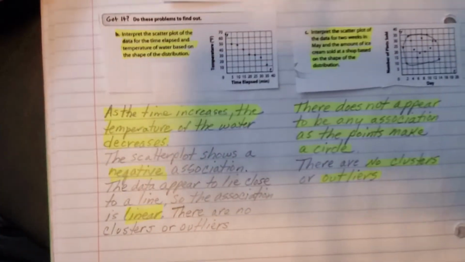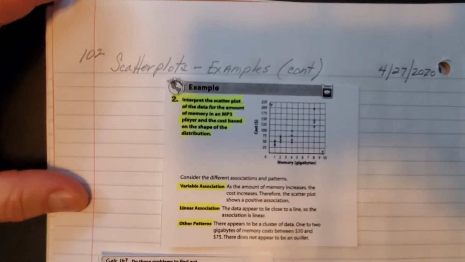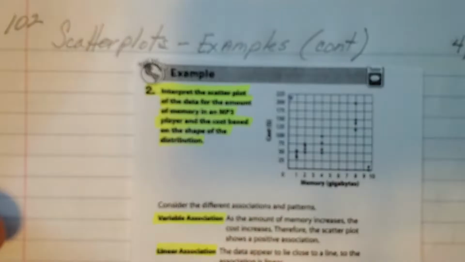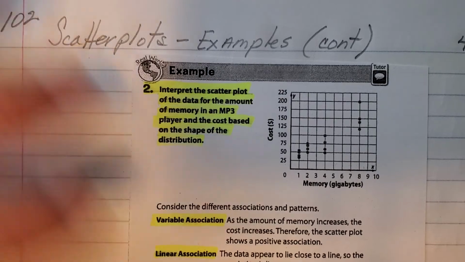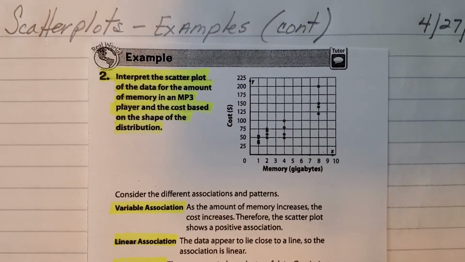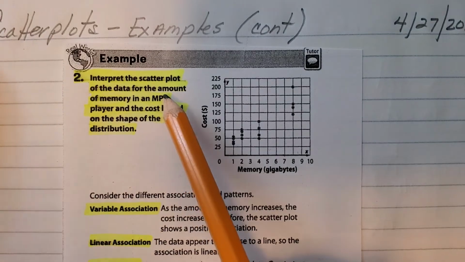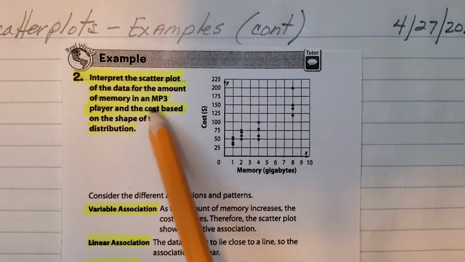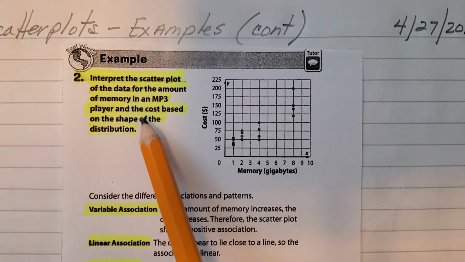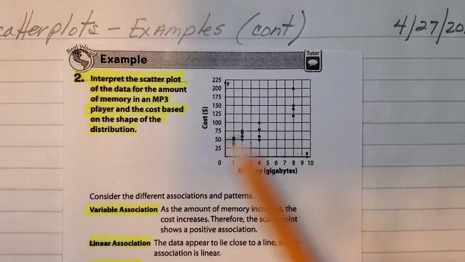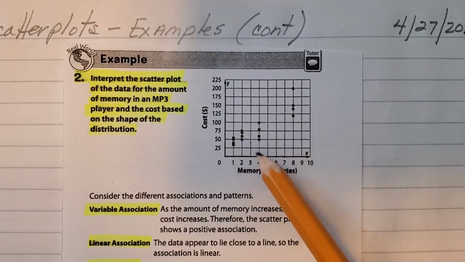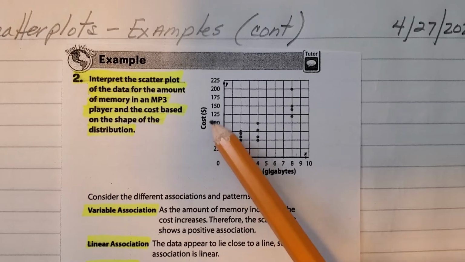Now I'm going to move over to analyzing graphs. So here we go. I'm going to zoom this in a little bit. Okay, there you go. We want to interpret the scatter plot given. We have a scatter plot of the data from the amount of memory in an MP3 player. Remember MP3s? And the cost, based on the shape of the distribution. Here is the memory in gigabytes and the cost.